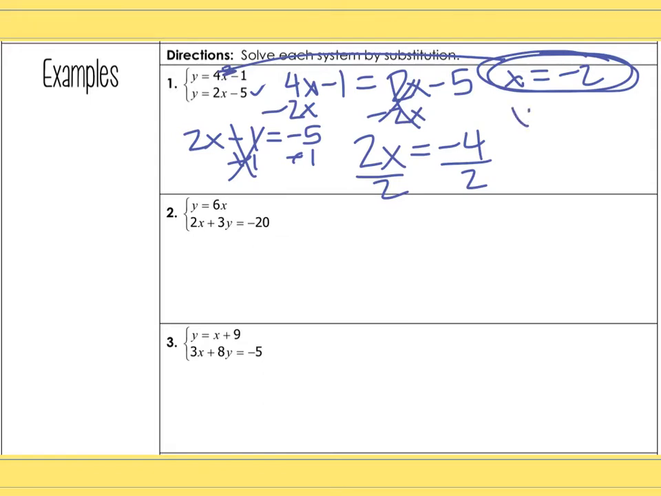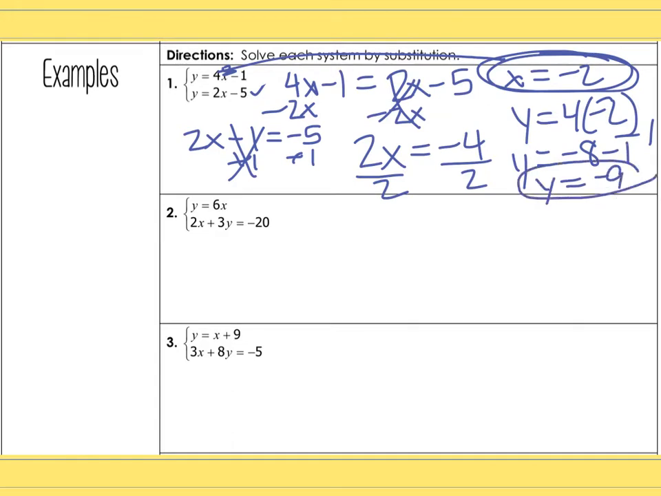So we know that y is equal to 4 times this negative 2, because that's what x equals, minus 1. Simplify that. Y is equal to negative 8 minus 1. Y equals negative 9. So our answer to number 1 is negative 2, comma, negative 9. Remember that our answer for a system of equations is an ordered pair. We want it to be x comma y, right?